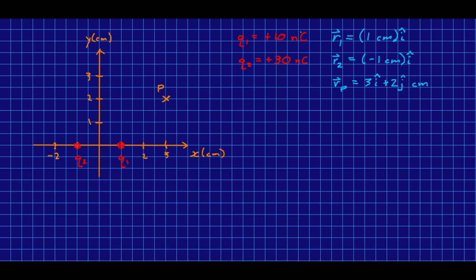So the field at point P is going to be a vector sum of two fields. There's going to be some E1 due to charge 1 and some E2 due to charge 2. And the total field at P is going to be just the vector sum of those two contributions. And we know how to find those two contributions using the expression that we've already found.